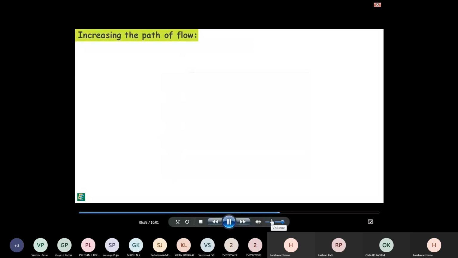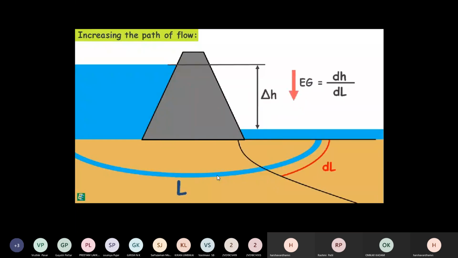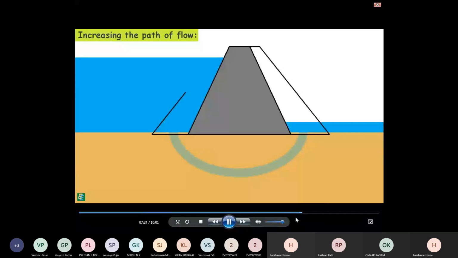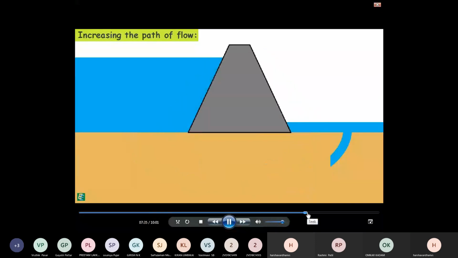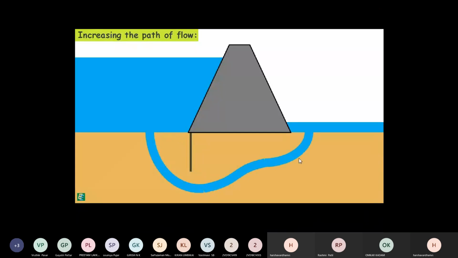So you have to make sure that the length of the flow is more. Now, how to make sure that the length of the flow is more? There are some methods to increase the length of the flow. One is by increasing the base width of the dam. Next, we can construct a vertical cutoff. That is, you can insert a sheet pile. If you insert a vertical cutoff, it will increase the length of the flow.